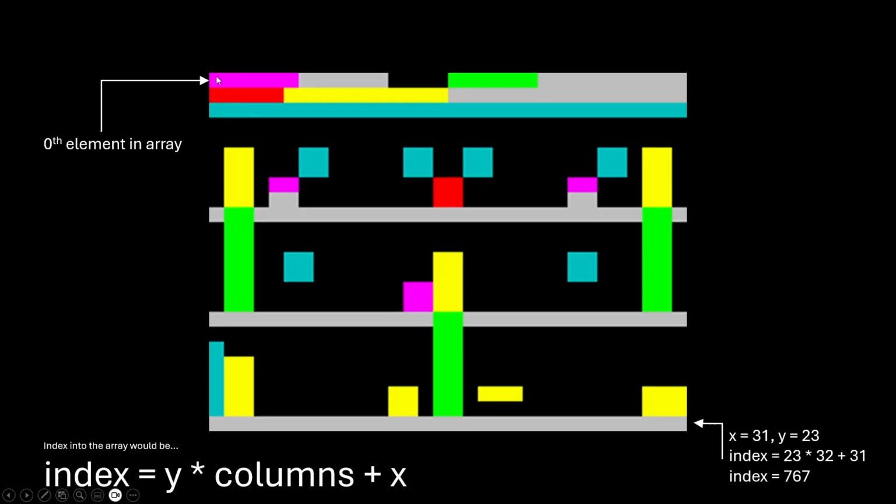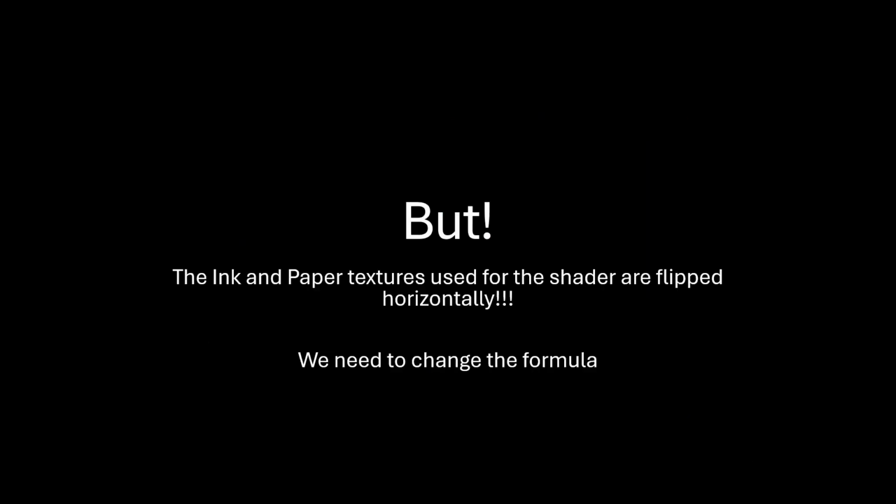So this one over here is 0, and this one down here is the 31st column, 23rd row, which is 23 times 32 plus 31 gives us 768 for this one here. So that makes it a lot easier for us to do this. However, this is not how the shader sees it. The shader actually sees this texture flipped horizontally. There's reasons for that. I didn't take this into consideration.